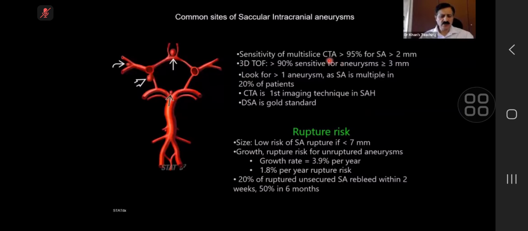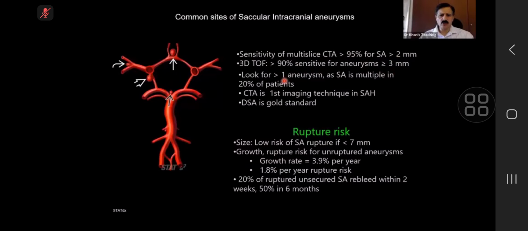CTA is sensitive up to 95% for 2 millimeter aneurysms. Time of flight MRA is not bad, by the way. 90% sensitive for 3 millimeter.